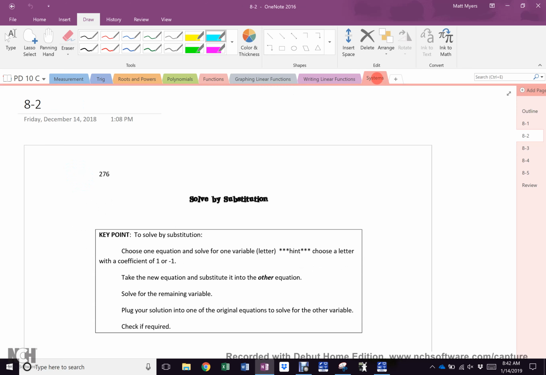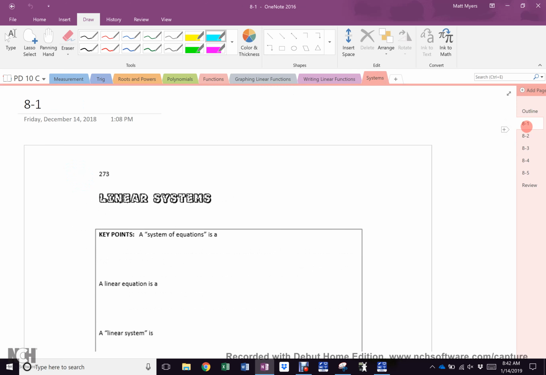And now we are on, we did not do anything from page 273 yet, correct? Excellent. That is where we sit right now on page 273.